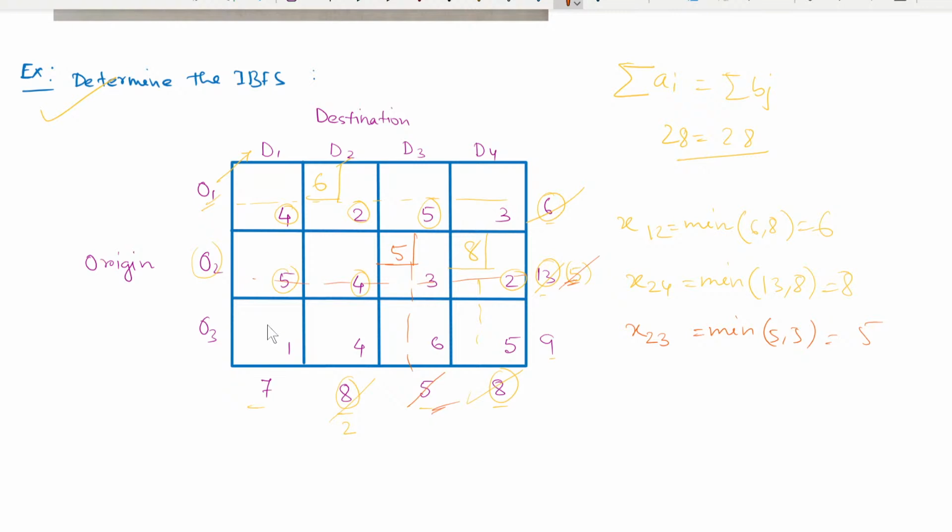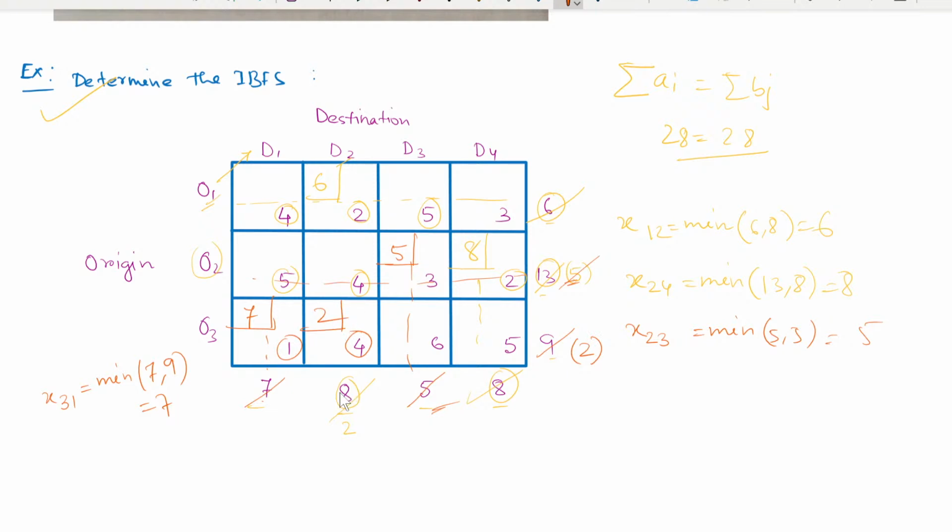So the next minimum element from these two, x31 and x32, is this 1. So 1 is the minimum cost here, and we allocate here, the cell x31. x31 equal to the minimum of 7 and 9, which is 7, so we write 7 here. Therefore the demand for the destination 1 is exhausted, and from the origin O3 there is an availability of 2 units. Only one cell is remaining, therefore we write just 2 here.